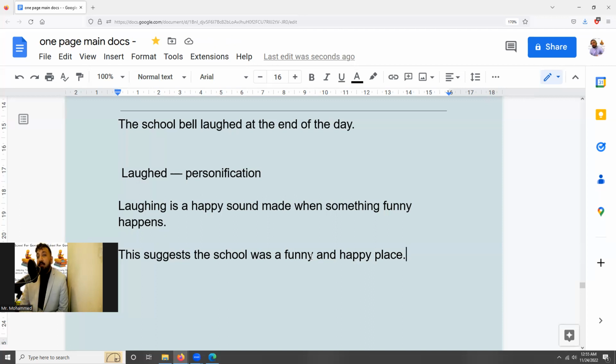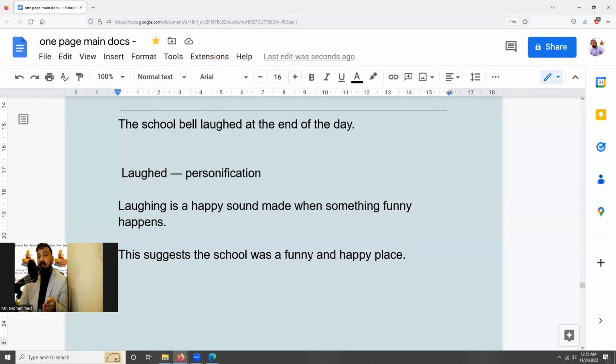Okay? That simple. So for personification, use the context to help you, and then definitely do the step where you give the literal meaning, and then explain what the writer is trying to suggest. So if, for example, it had been the bell cried, I would have said crying is something that you do when you're sad. Then I would have said this suggests that the school is a very sad place. If it was the bell screamed or shouted, I would have said shouting is something that people do when they're angry. This suggests the school is a very hostile place, a place of conflict, where there's a lot of anger.